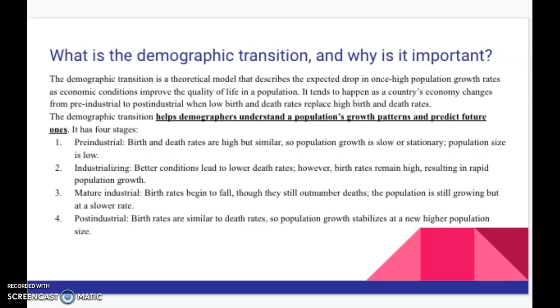What is the demographic transition, and why is it important? The demographic transition is a theoretical model that describes the expected drop in once high population growth rates as economic conditions improve the quality of life in its population. It tends to happen as a country's economy changes from pre-industrial to post-industrial, when low birth rates and death rates replace high birth rates and death rates. The demographic transition is important because it helps demographers understand a population's growth patterns and predict future ones. The four stages are listed below: pre-industrial, industrializing, mature industrial, and post-industrial.